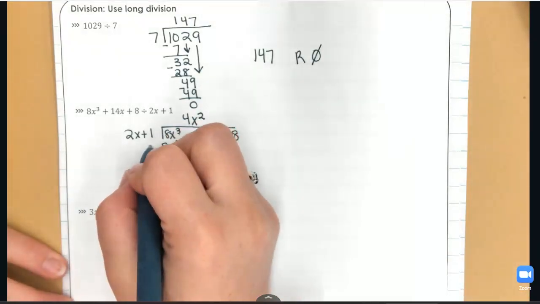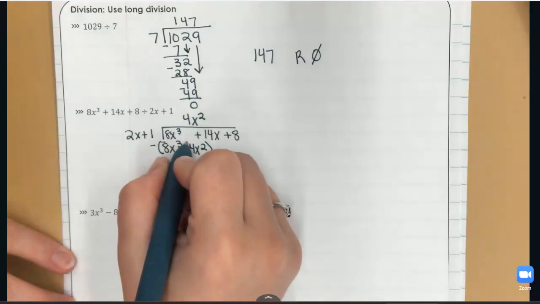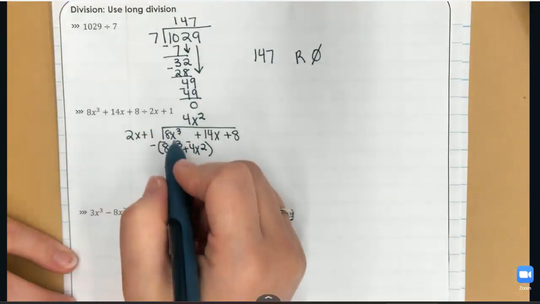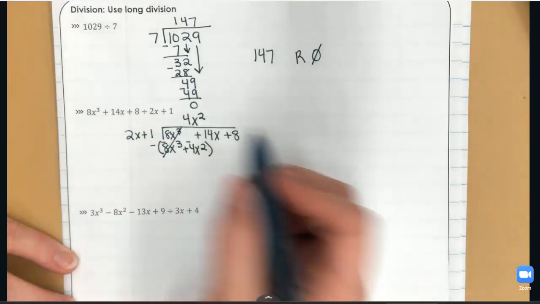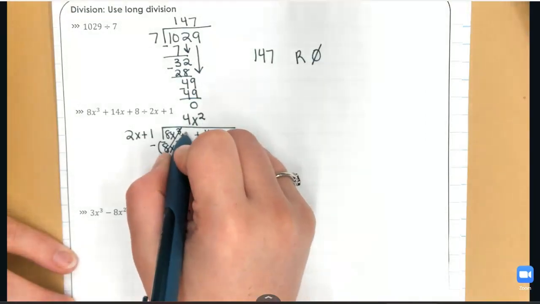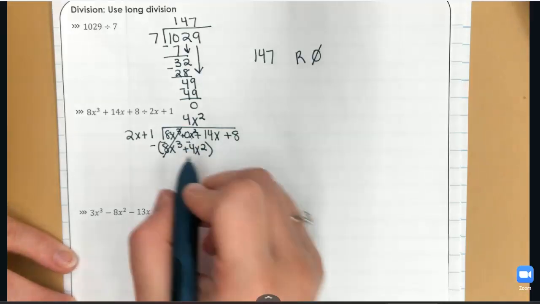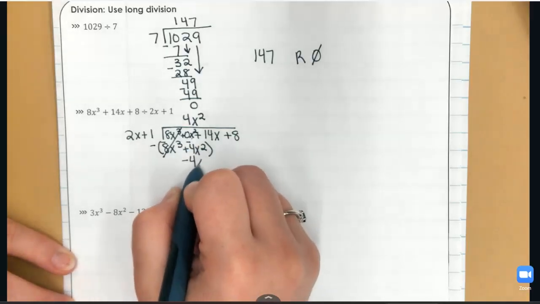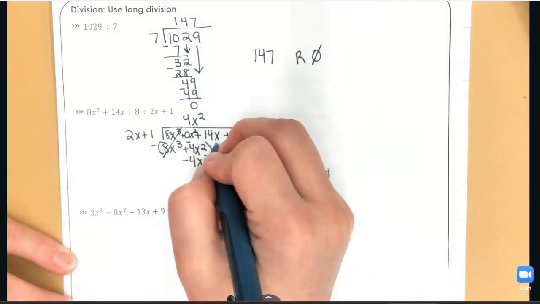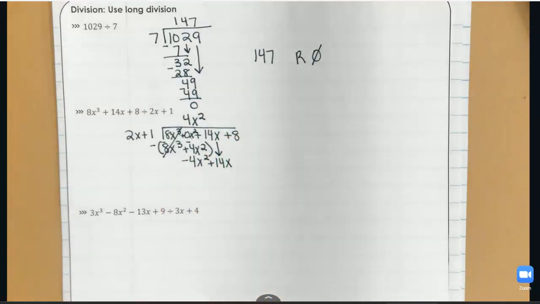And now I'm going to subtract this whole thing, which, like we did when we were subtracting polynomials, we're going to have to make sure we distribute that negative. So 8x cubed minus 8x cubed goes to 0. And I don't have a term for an x squared here, so I'm going to pretend I have 0x squared. And 0x squared minus 4x squared leaves me with negative 4x squared. Now I'm going to bring down the 14x, and I'm ready to do all of that again.